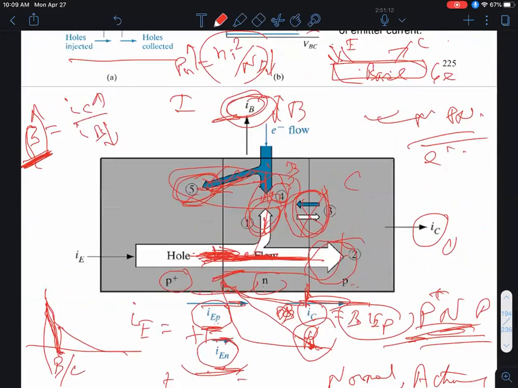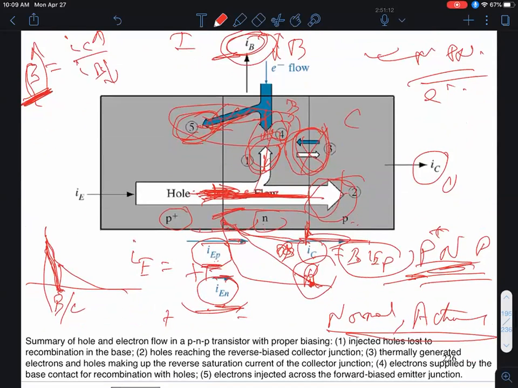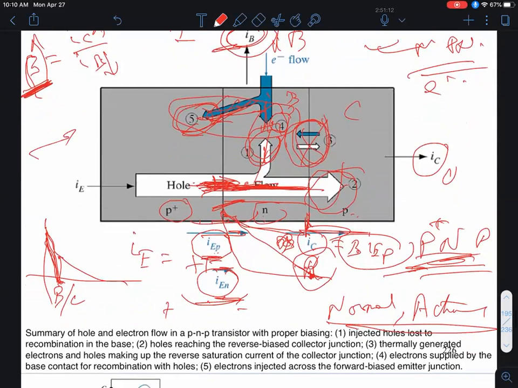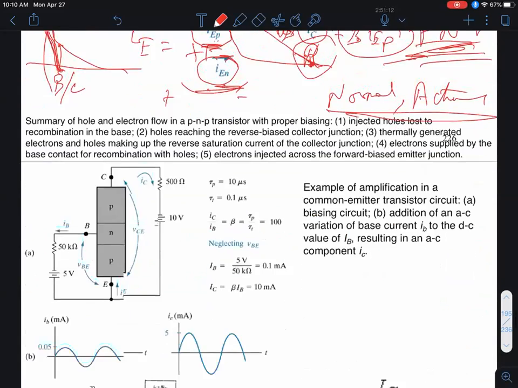Everybody okay with this? I'll keep coming back to this figure even next week, even on Wednesday, because this is such an important one in terms of the physics. Okay. All right.